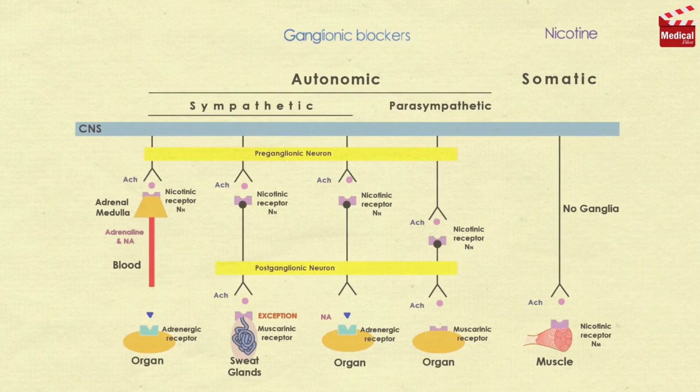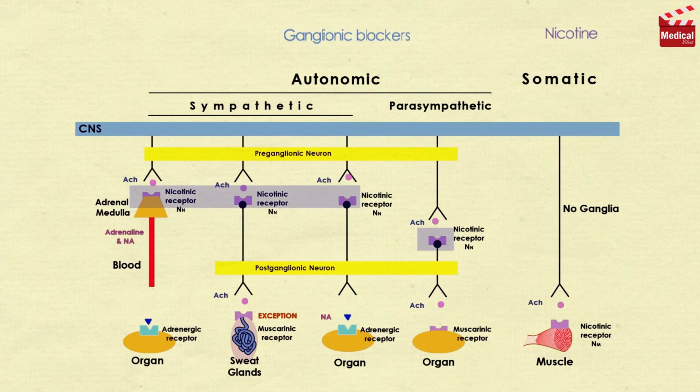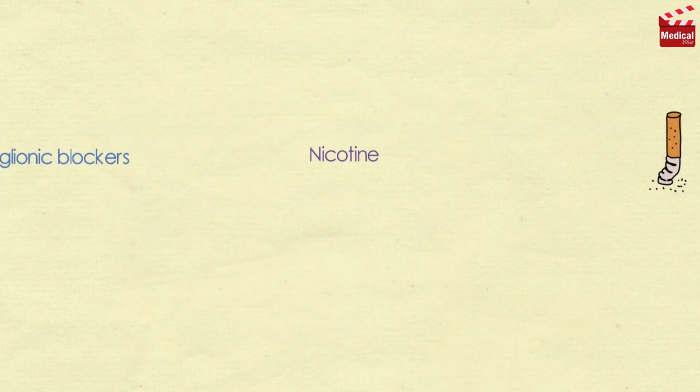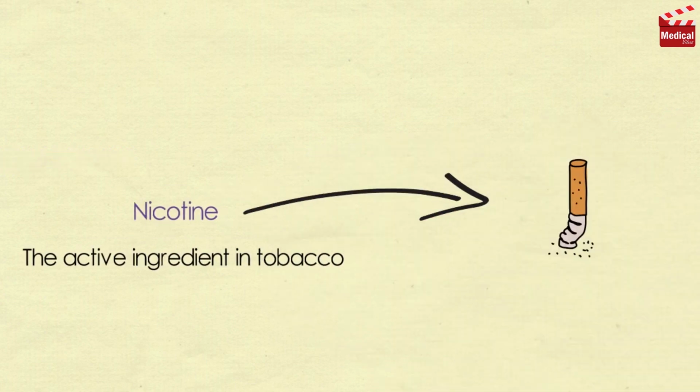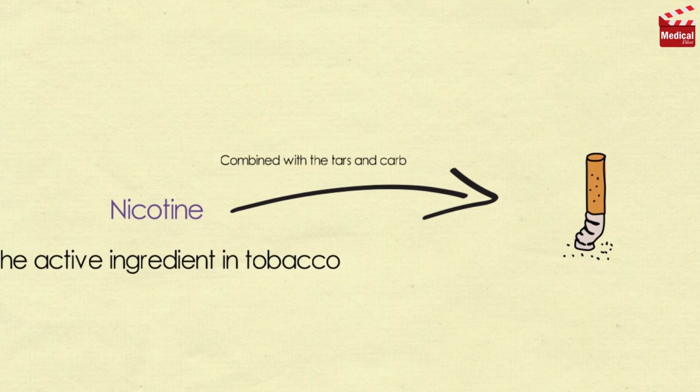Ganglionic blockers act on the nicotinic receptors of both parasympathetic and sympathetic autonomic ganglia. Thus, these drugs block the entire output of the autonomic nervous system at the nicotinic receptor. Therefore, ganglionic blockade is rarely used therapeutically, but often serves as a tool in experimental pharmacology. The most important example of this group is nicotine, which is the active ingredient in tobacco. It is found in cigarette smoke combined with the tars and carbon monoxide.